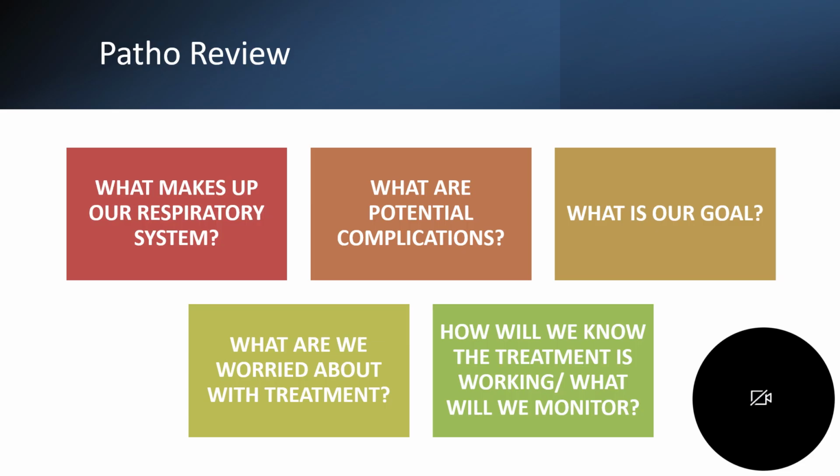So what makes up our respiratory system? Airway. That's our biggest thing, right? Everywhere I am breathing and everything that is affecting. So my nose, my mouth, my trachea, my bronchioles, my lungs, all of those things are included in my respiratory system. Okay. So what are potential complications?